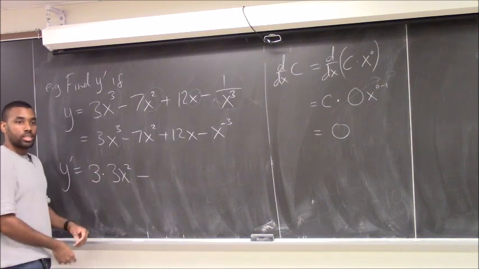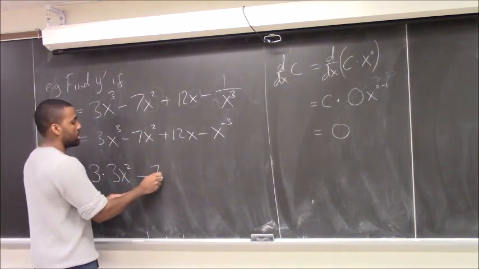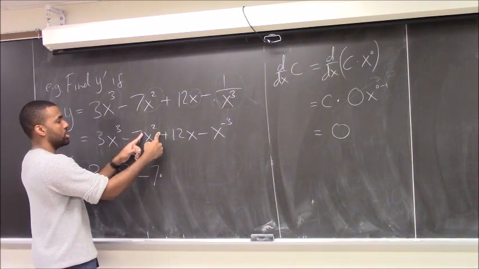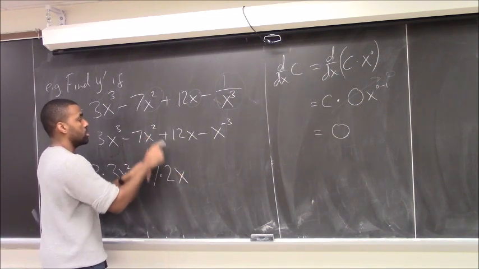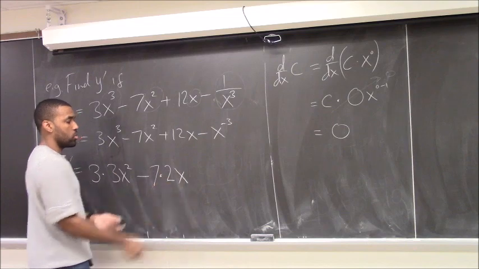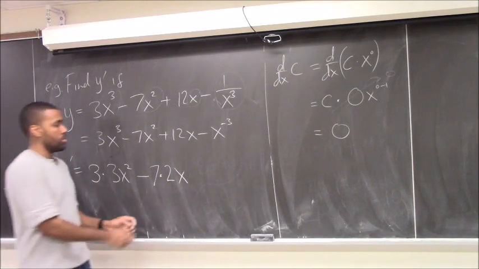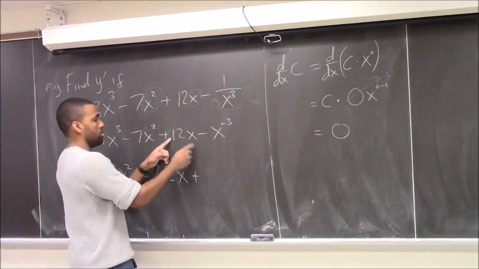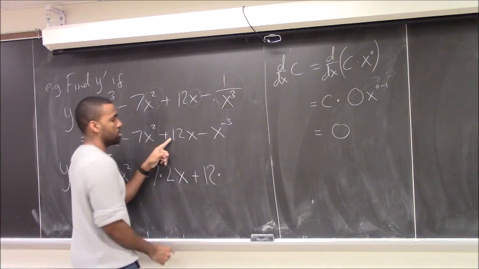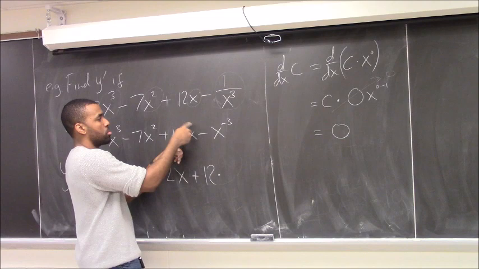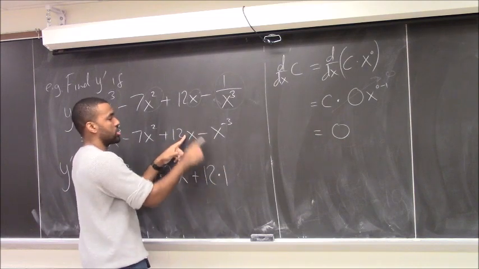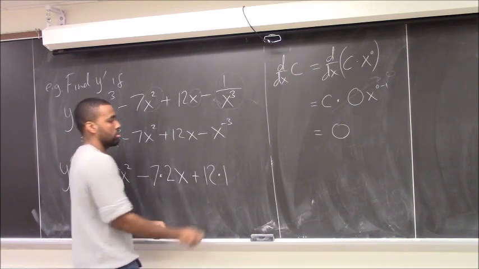Minus, you move on to the next guy. This is 7 times, now you differentiate x squared, according to the power rule, you bring the 2 down, subtract 1 from the power, 2 minus 1 is 1. Plus, the 12 stays, times, to differentiate x, use the power rule. There's a power of 1 here, bring the 1 down, and you have x to the 1 minus 1, which is 0.